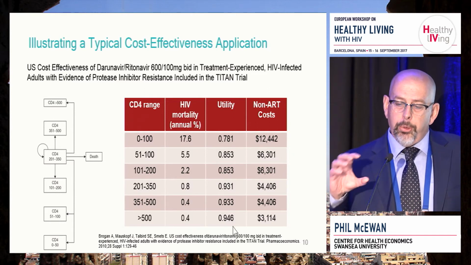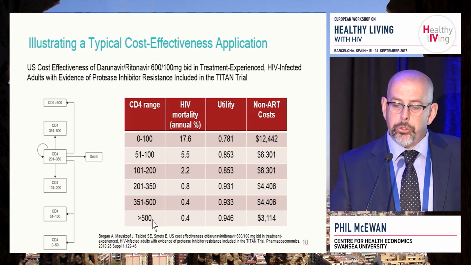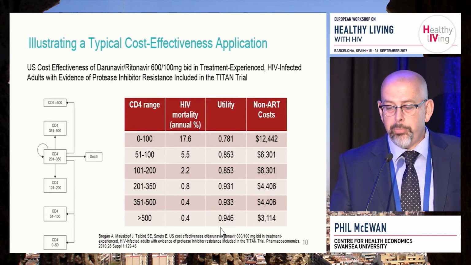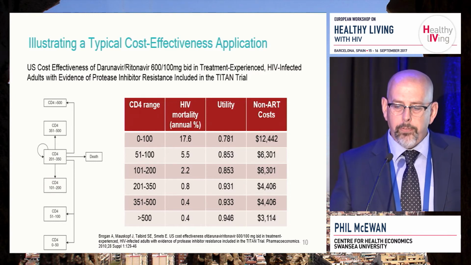And so the health economic value associated with treating HIV is really around keeping patients in the highest CD4 cell count with the lowest mortality rate, the best quality of life, and the cheapest costs. It's kind of common sense. But that's essentially what drives a health economic evaluation.